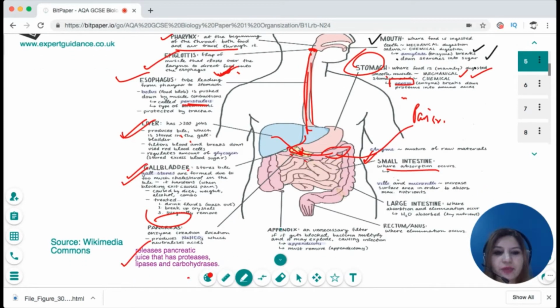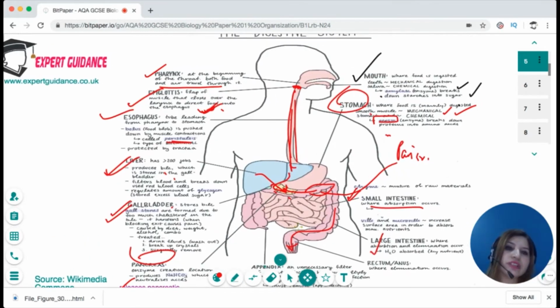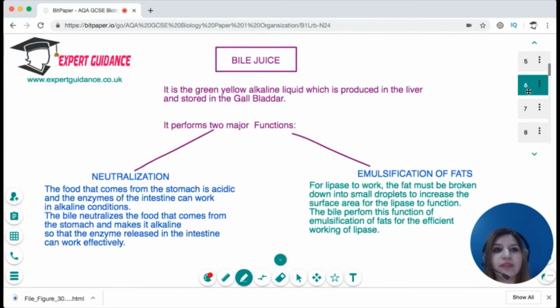Then the food goes into the large intestine, which absorbs all the water. Then it is thrown out of the body through the rectum and anus. So you should know all the digestive organs. You should be able to label them in the exam, and you should know the function of each of the parts. Okay. Now then, the very important function is the bile juice.